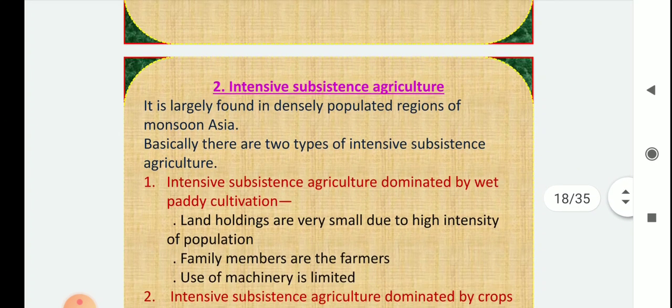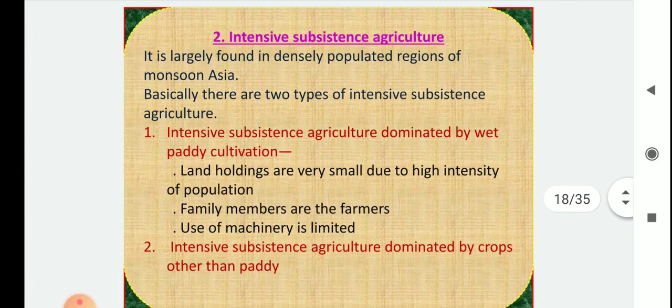Next is intensive subsistence agriculture. It is found in densely populated areas, largely in the densely populated regions of monsoon Asia. Basically, there are two types of intensive subsistence agriculture. One is dominated by wet paddy cultivation, and the second is dominated by crops other than paddy.